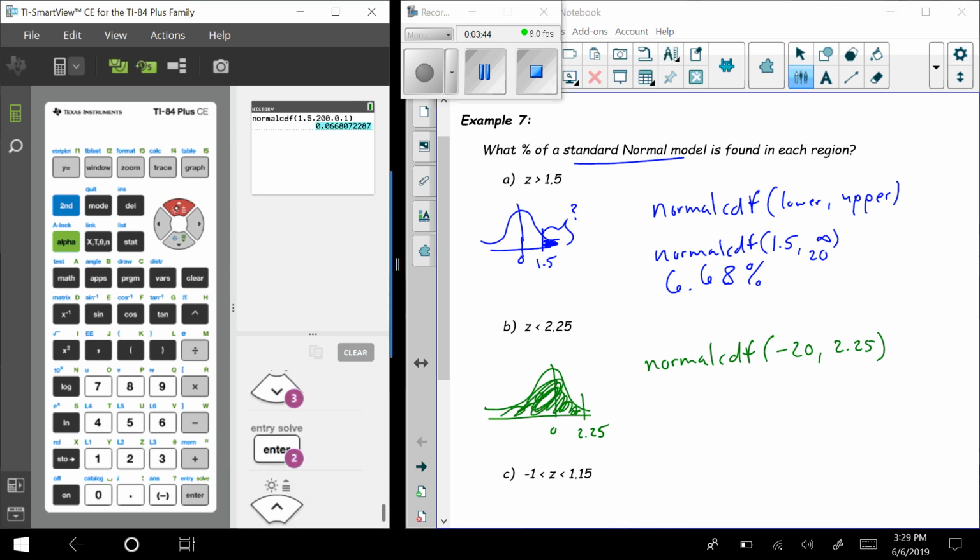Again, kind of come over here. You could try to highlight it. It's sometimes just easier to go back in, hit 2.